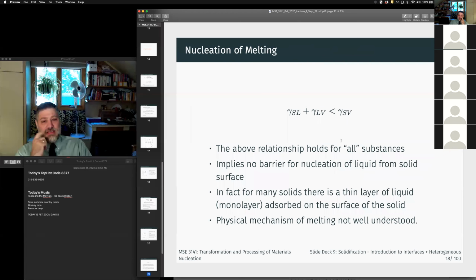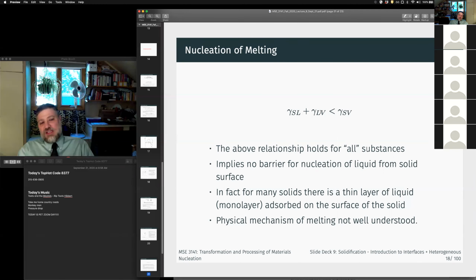So the last slide today is just nucleation of melting. And the key idea is that if we have a solid, liquid, vapor system, the solid-vapor interfacial energy is always going to be higher than the solid-liquid and the liquid-vapor. And we can replace substrate and solid and liquid. But anyway, this is generally going to hold.